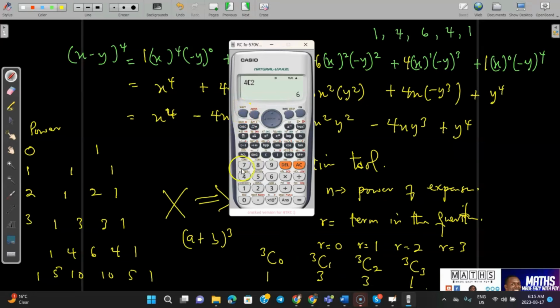Then we have 4 combination 3, and that is giving us another 4. Then finally 4 combination 4, and that'll give you an answer of 1. So 1 4 6 4 1. Even though we've not done the 5, you can test for 5 and it works. So that is the tool I'm going to leave the lesson with.